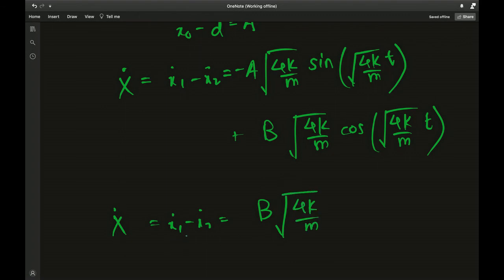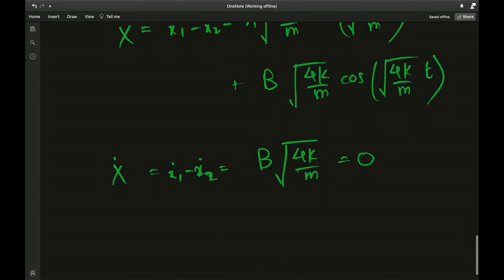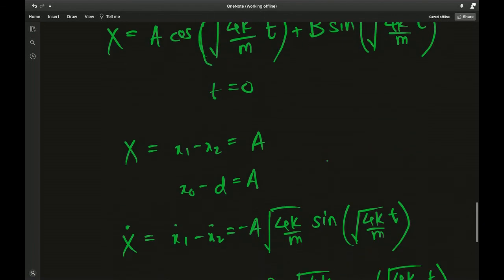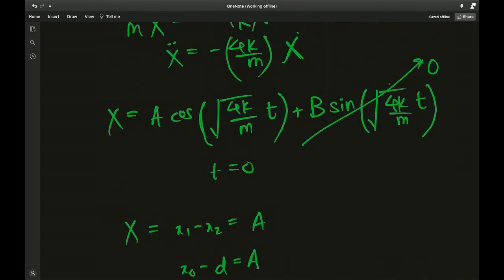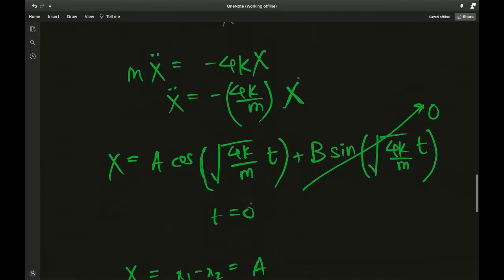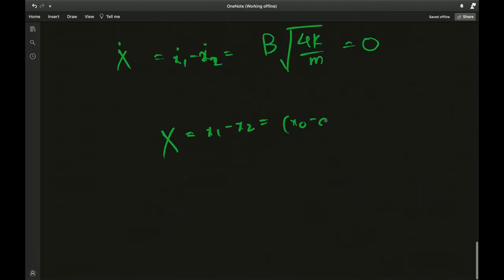Again, now x1 dot and x2 dot at time 0 are 0 because blocks start from rest. So this entire b term will go to 0, which means in our original solution there is no sine component because the b is 0, which means our general solution X, which is x1 minus x2, can be expressed as just a, which is x0 minus d times cosine of square root 4k over m times t.